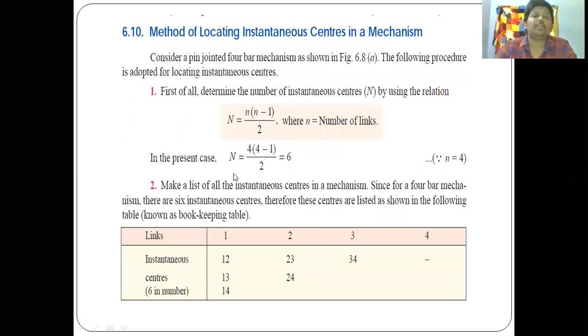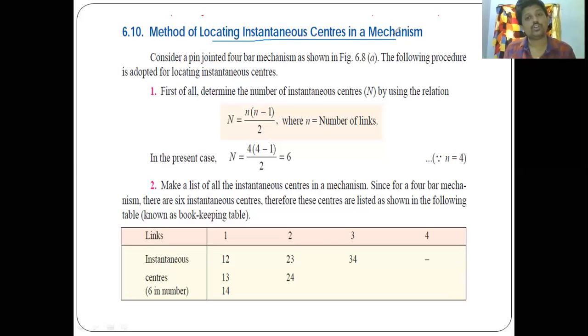Now we'll see the method to locate the instantaneous centers in a mechanism. To explain this, I am once again explaining what exactly the instantaneous center is. We have links which are moving relative to each other. The motion of a link might be translational or rotational, but in actual practice we are only considering the rotational part, not the translational part. To define the rotational part, we need a center about which the body is rotating. To get that center, we draw the perpendicular bisectors, and they intersect at a point. We define that as the instantaneous center.